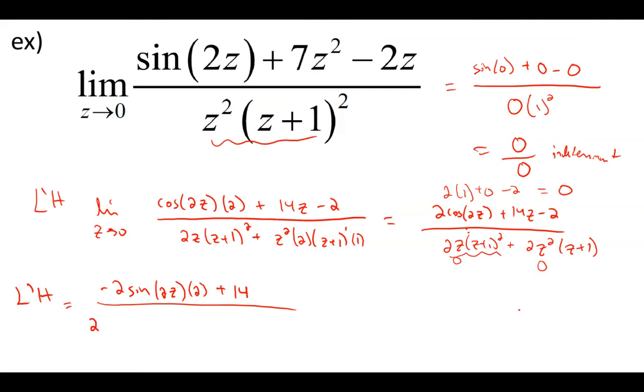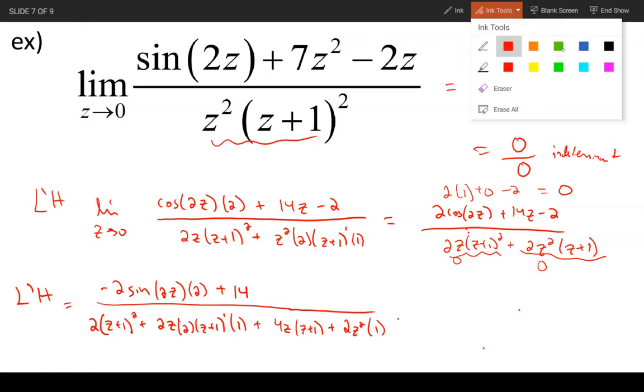So the derivative of that is going to be 2 times the original second function, z plus 1 squared, plus the original first one, 2z, times the derivative of the second function there, which would be 2 times z plus 1 to the first power times 1. Now I got to do the second one. It's another product rule. Plus 4z times z plus 1 plus the original first one, which is 2z squared, times the derivative of the second one, which is just 1. I know this seems kind of crazy, but I think it's going to work this time.